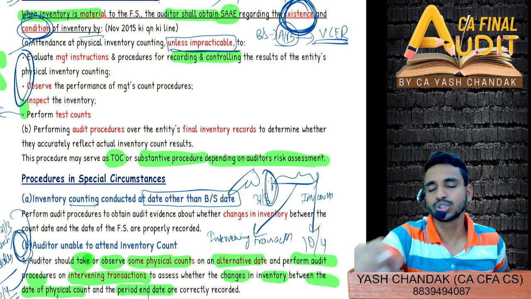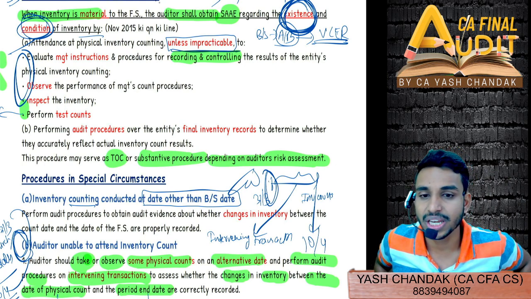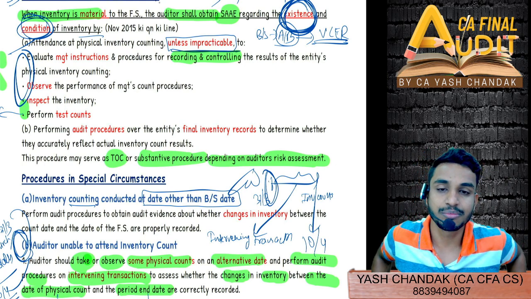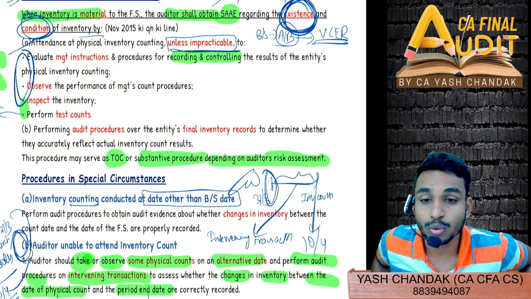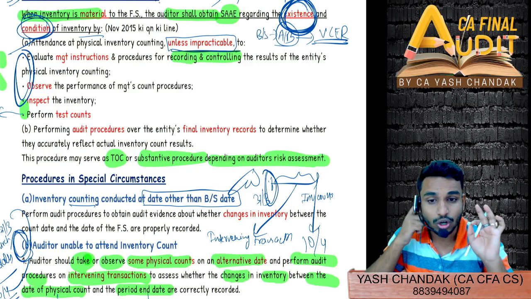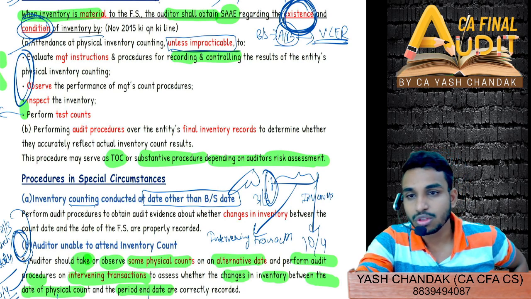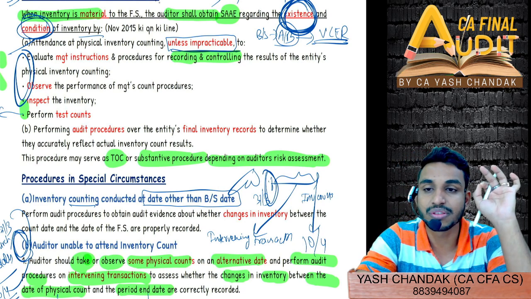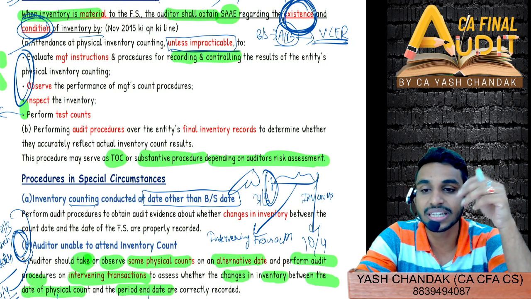I don't think it's an exam question, but I guess somewhere it has been asked in the MCQ. So you should also be wary of this, that it's PSI with respect to existence and condition. That means we have to evaluate whether the inventory actually exists or not, and the condition of the inventory, whether it is proper or not. So we evaluated four procedures: management instruction evaluation, observation, inspecting the inventory, and test count.